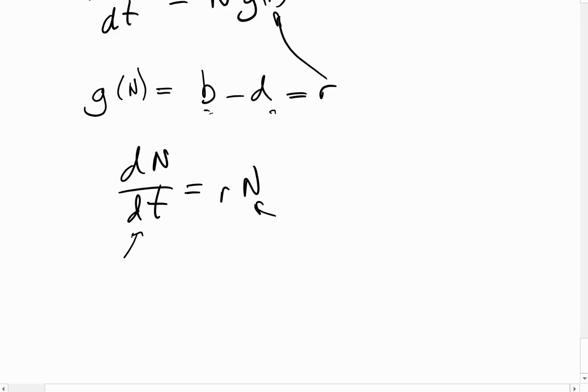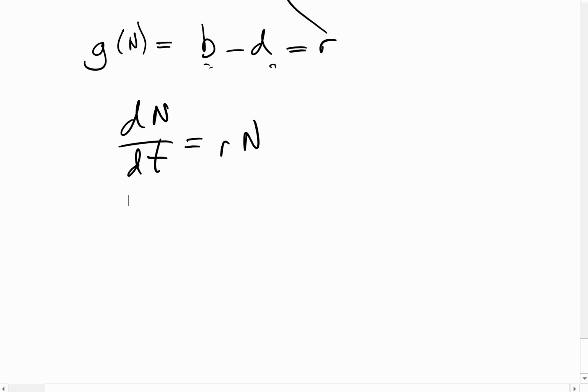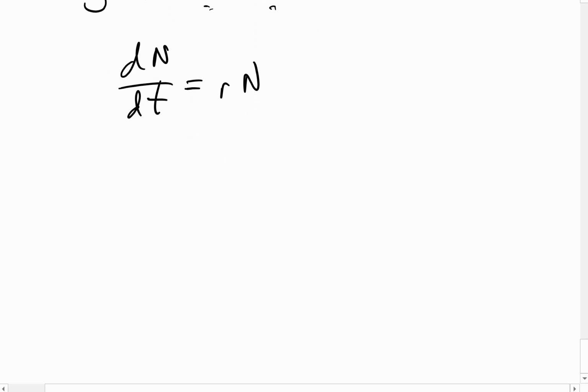So therefore, if we take the logarithm, basically this is an ODE. This is an ordinary differential equation, and so we can solve this ordinary differential equation. I was getting a bit far ahead of myself. This is an ordinary differential equation.